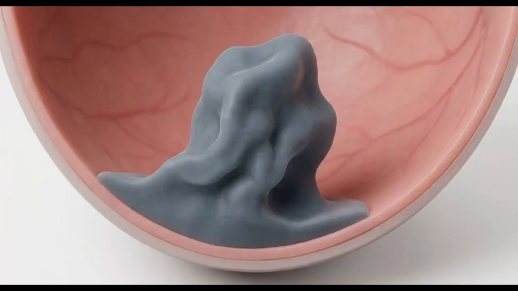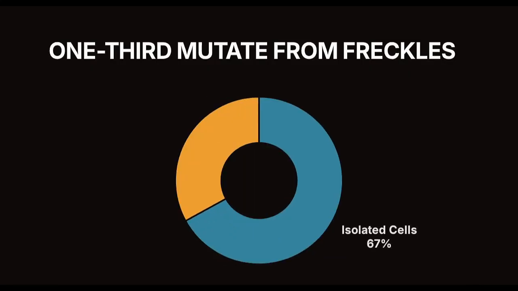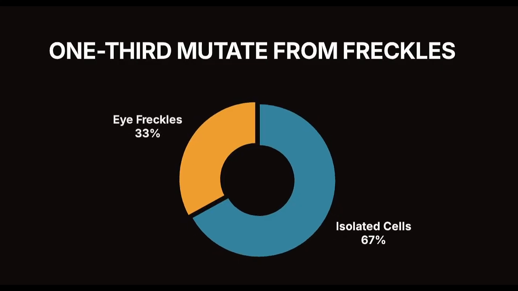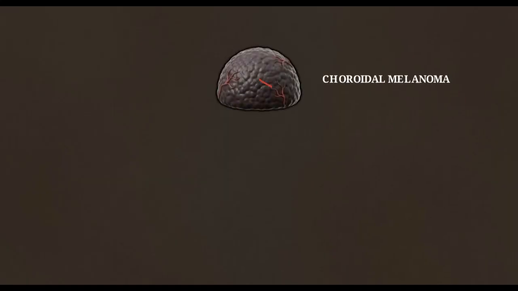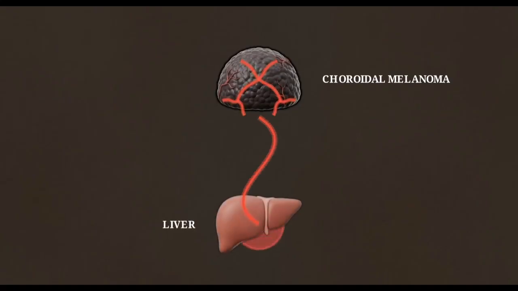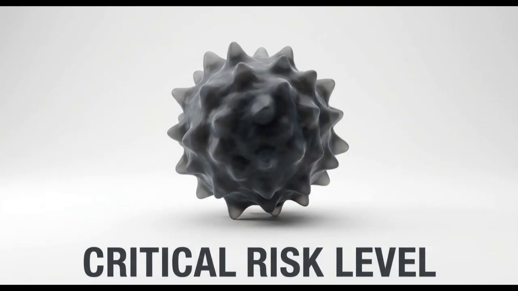However, these same cells can also form choroidal melanoma, the most common primary intraocular tumor found in adults. While 2/3 of these tumors develop from isolated cells, the remaining third mutate directly from those common, stable eye freckles. Because these tumors are highly vascularized, they can spread through the bloodstream, frequently targeting the liver. For the epithelioid cell type, the 5-year mortality rate is 55%.